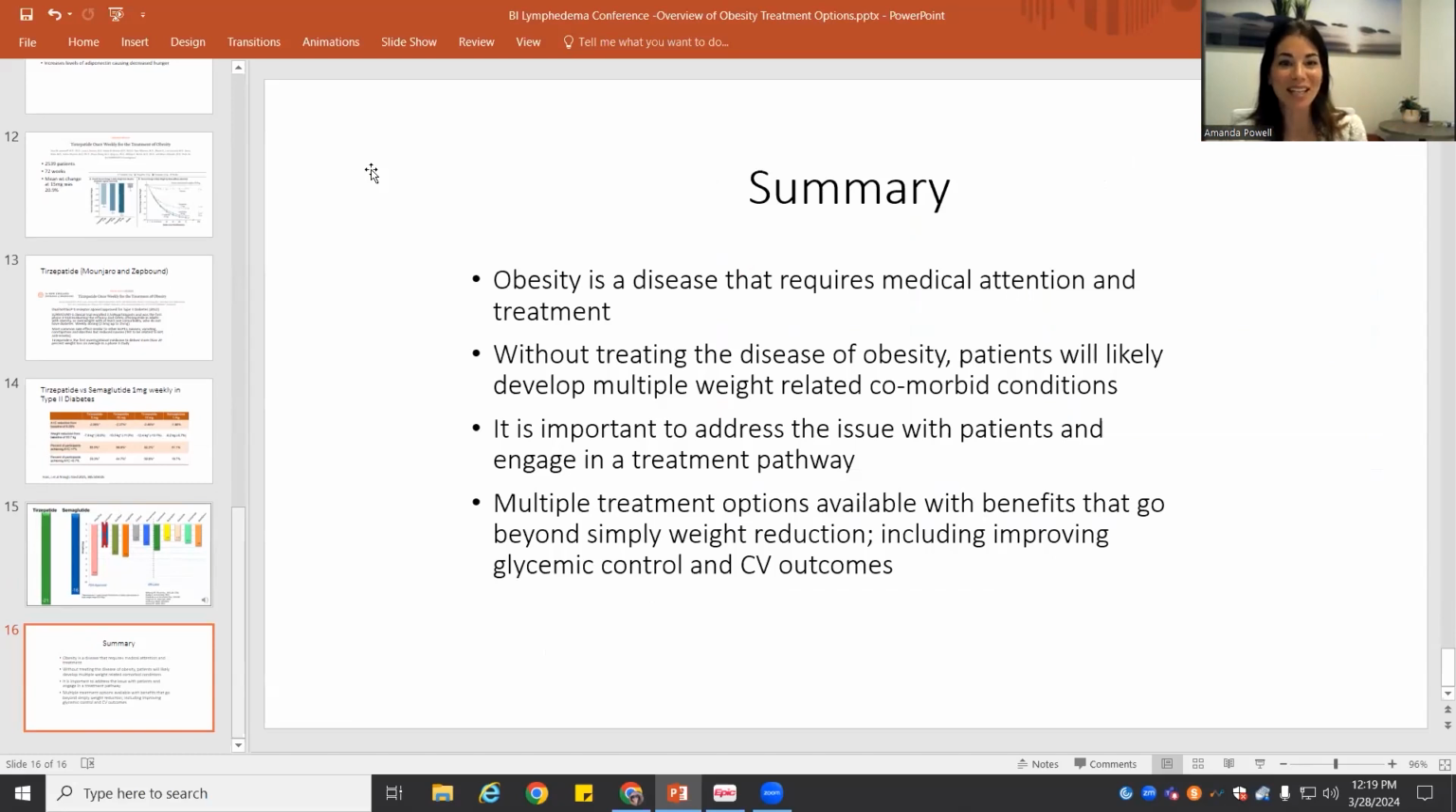So I know we didn't have a lot of time, and I was given sort of like 10 minutes to go over medication, but just in summary for GLP-1s in particular, but most important, obesity is a disease that requires medical attention and treatment. Without treating the disease of obesity, patients will likely develop many weight-related comorbid conditions. It's important to address the issue with patients and engage them in the treatment pathways. And really importantly, there are many treatment options available with benefits that go well beyond simply reducing weight, but improve glycemic control and cardiovascular outcomes.